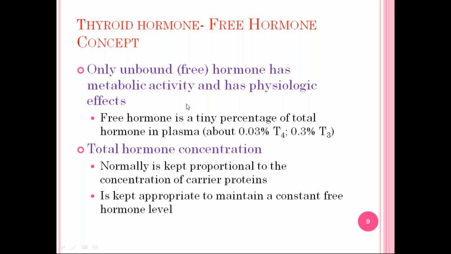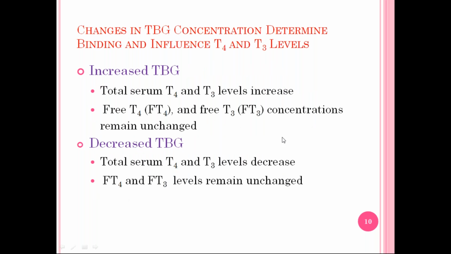It is the free hormone which is metabolically active, because when it is bound to something it is not active. So the free hormone has metabolic activity and physiological effects. Free hormone is a tiny percentage of the total hormone in plasma, 0.03% for T4 and only 0.3% in case of T3. The total hormone concentration is normally proportional to the carrier proteins, to maintain a constant free hormone level.